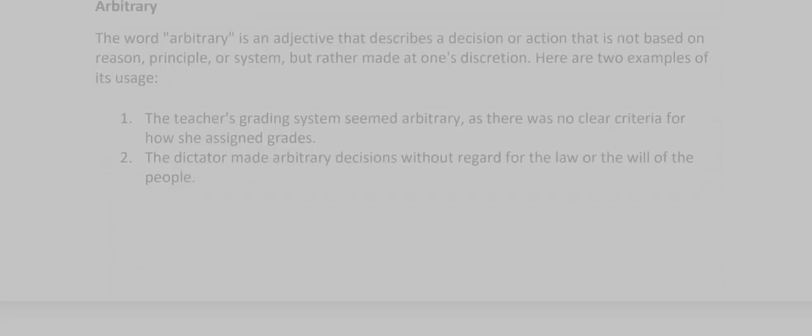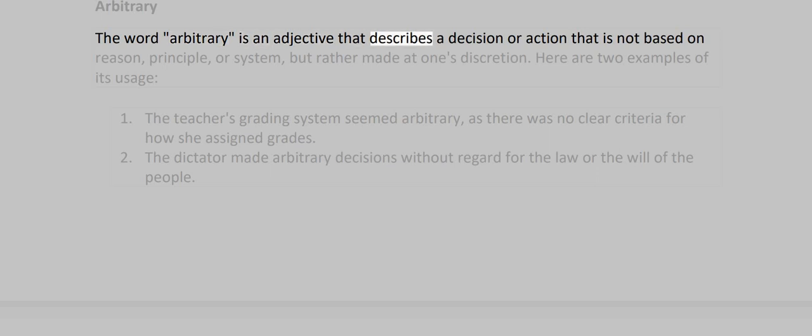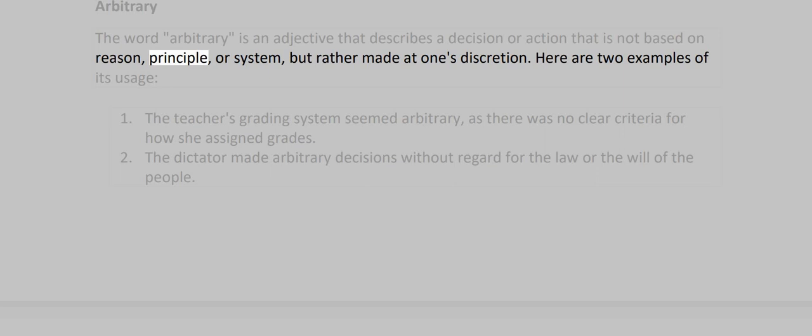Arbitrary. The word arbitrary is an adjective that describes a decision or action that is not based on reason, principle, or system, but rather made at one's discretion. Here are two examples of its usage.